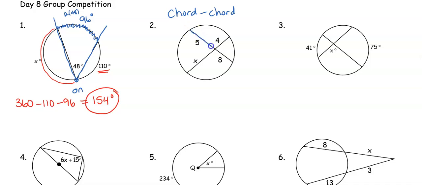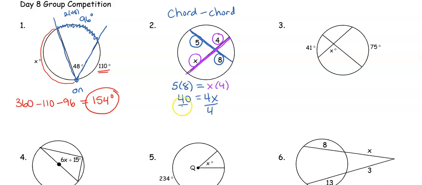So if I'm looking along this segment, I multiply the 2 pieces of those segments together. So this becomes 5 times 8 is equal to, now my other chord, x times 4. So that's going to give us 40 is equal to 4x. We divide by 4, and we find that x is going to be equal to 10. Again, because I have segments, this is a chord relationship.